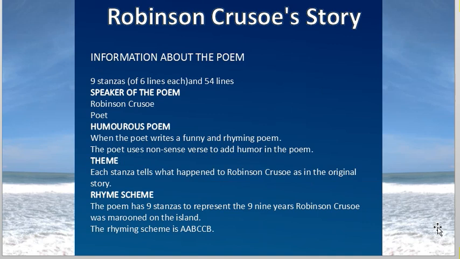So this was the poem, Robinson Crusoe's Story. And what we have learned about the poem after reading is that the poem comprises 9 stanzas. There are 6 lines in each stanza, and that makes the poem 54 lines altogether. In the poem, the speaker is the poet, and he's speaking as Robinson Crusoe. So we can say that Robinson Crusoe is telling his story.